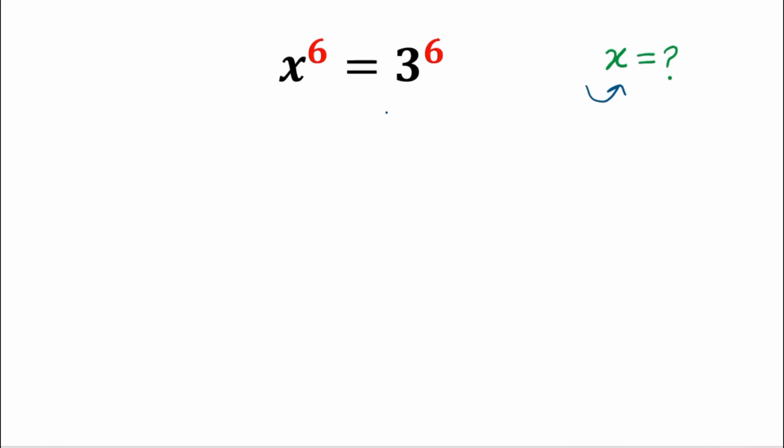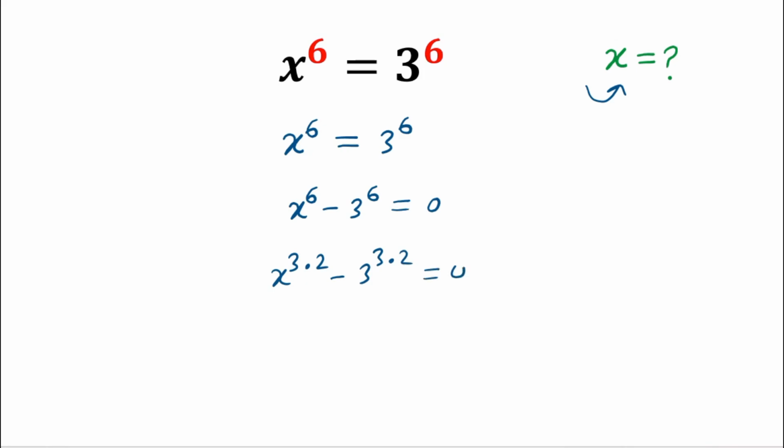Now let's start the solution of this question. Here x^6 = 3^6. Now if we take all the expressions on the same side, then x^6 - 3^6 = 0. x^6 is the same as x^(3×2), and 3^6 is 3^(3×2), and this equals 0.